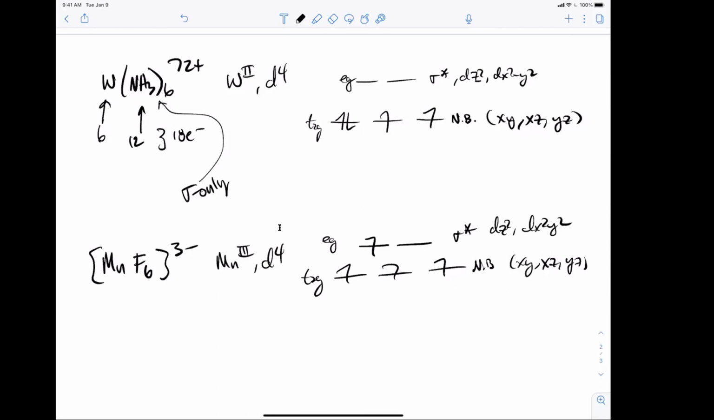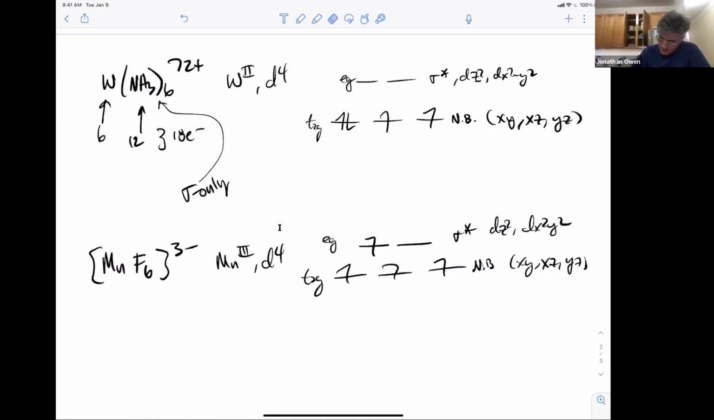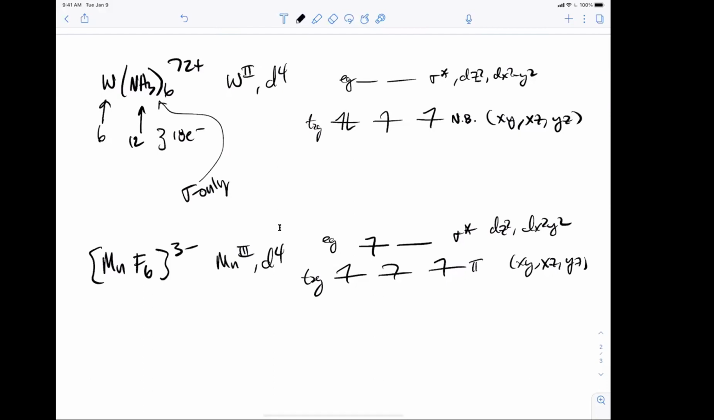Professor, can I ask you a question? Yeah. I don't mean to interrupt you, but the fluorines, those are pi donors, right? Yes. So it's not non-bonding, it's a pi star, right? That's correct. You are correct. Exactly right. Thank you very much.